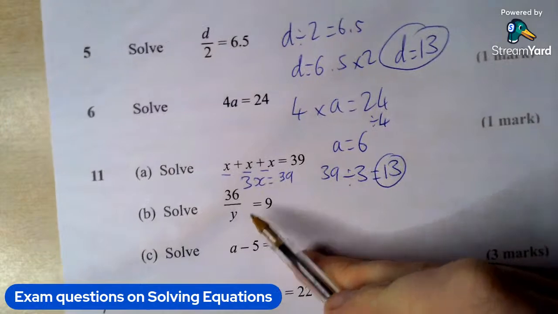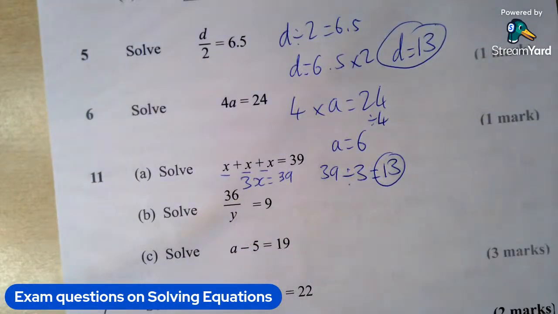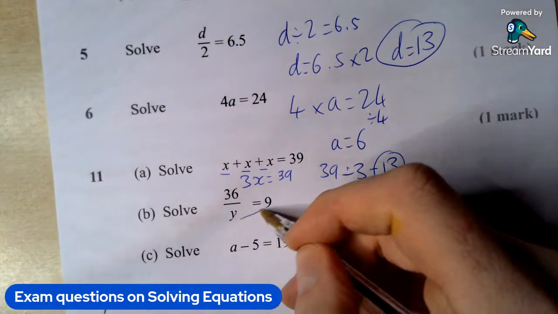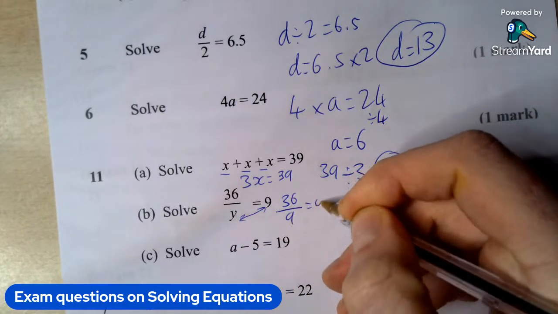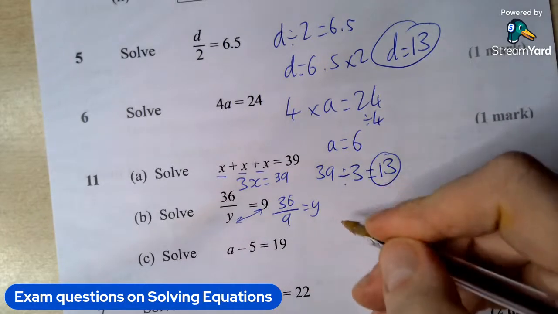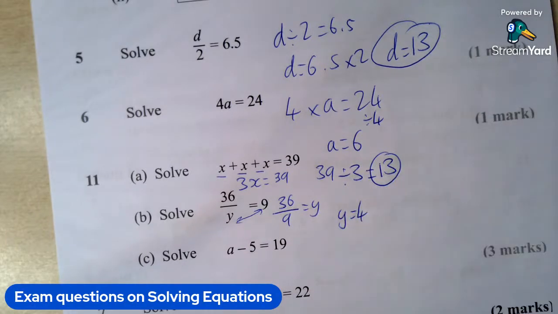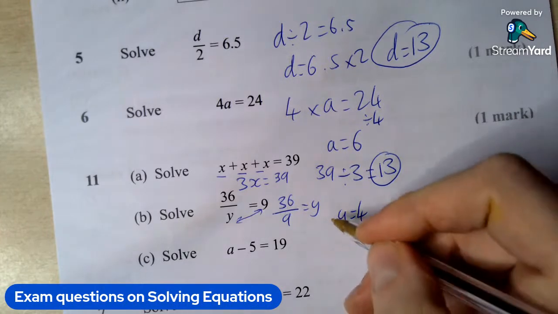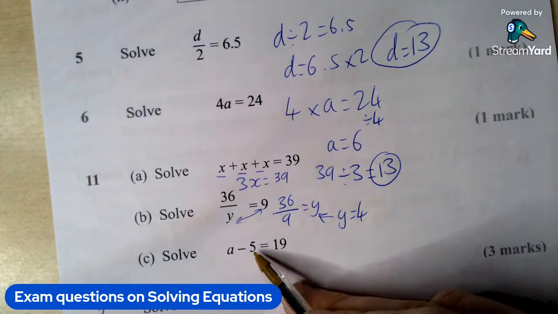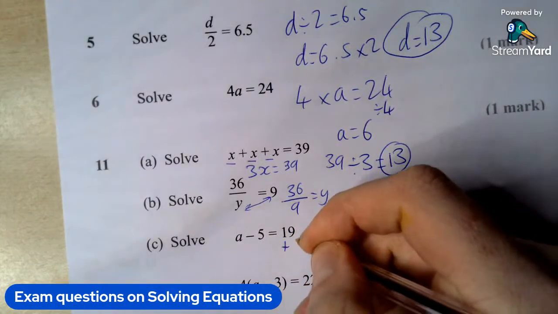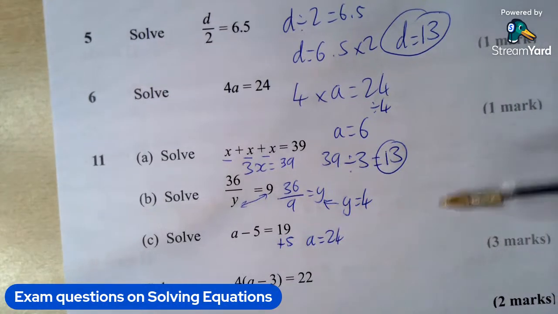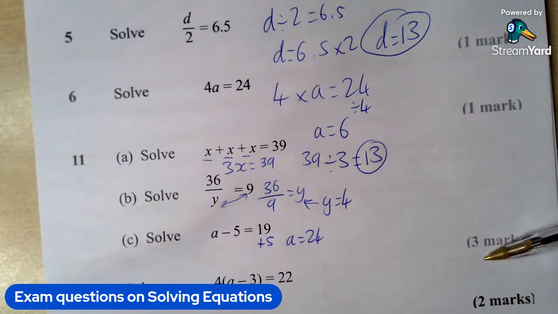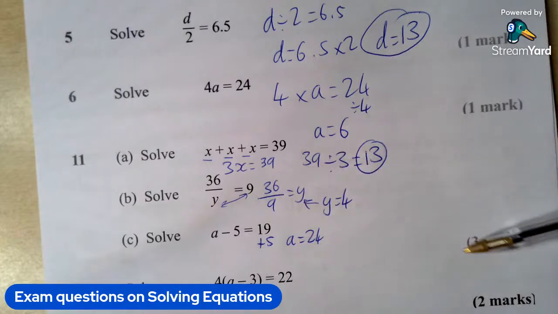Right, this one, 36 divided by y equals 9. A little trick you can do is swap those around and change it to 36 divided by 9 equals y. Your answer will be 4. y equals 4. That is the answer for this one. Now, this one, the opposite of subtracting is adding. So just do 19 plus 5, so then a equals 24. These are nice and easy little 1 mark questions. So 3 marks there, because it's 1 mark per question, and if you got all 3, you get all 3 marks.